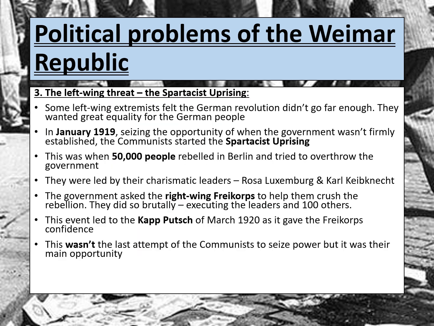The third political problem that existed between 1919 and 1923 was the left-wing threat. This took form as the Spartacist uprising. The Spartacist uprising happened because some extreme left-wing Germans felt the revolution hadn't gone far enough. They wanted greater equality for the German people, especially the workers. They believed that this could only really be achieved by setting up a communist government that would be run by councils. Now, this happened in January 1919.